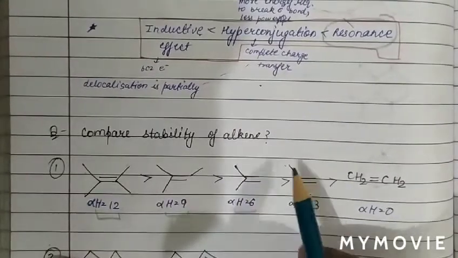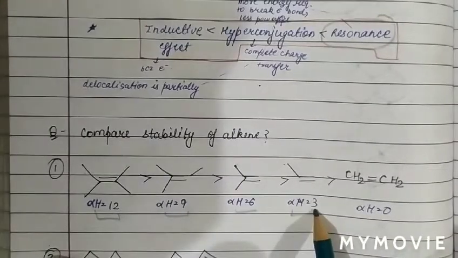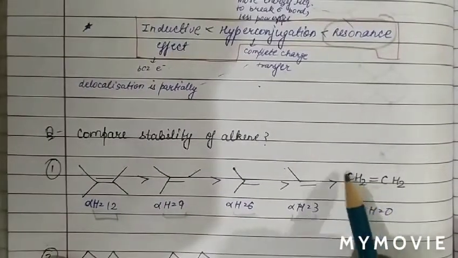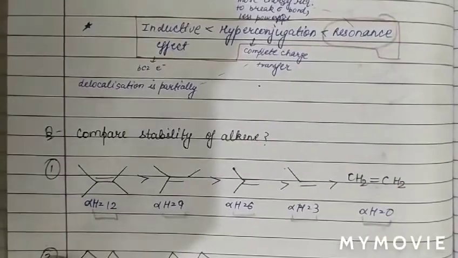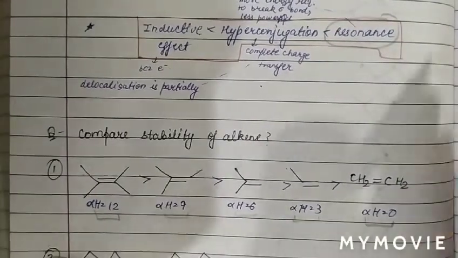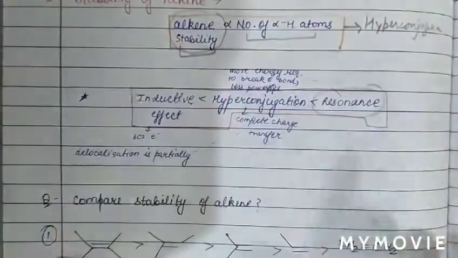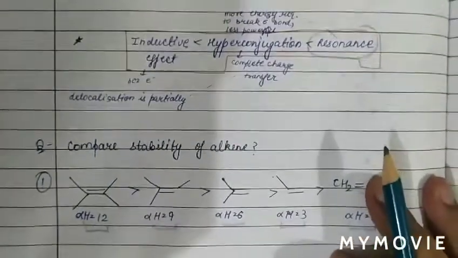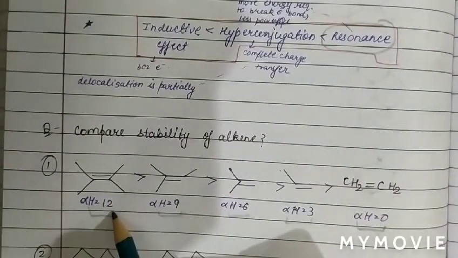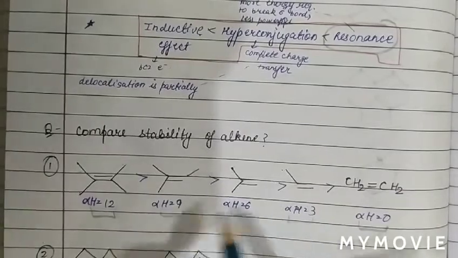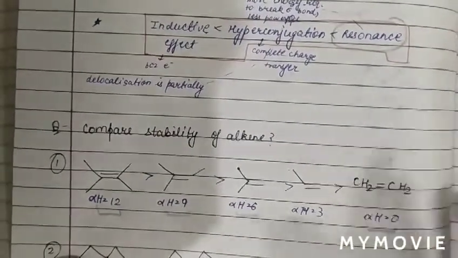Here we can see an sp3 carbon connected to the sp2 carbon. How many alpha hydrogens are there? 3 alpha hydrogens. Here no sp3 carbon is attached to the sp2 carbon, so alpha hydrogen is 0. And we know that the stability of an alkene is proportional to the number of alpha H atoms. So the most stable alkene is this one, having the most alpha hydrogens, 12, then 9, then 6, then 3 and then 0. So this is the correct order of stability of alkenes.